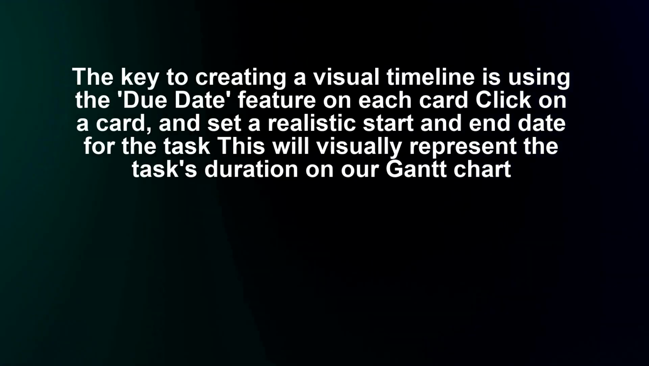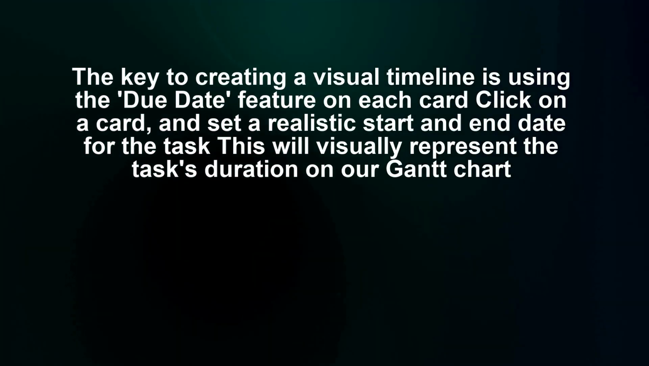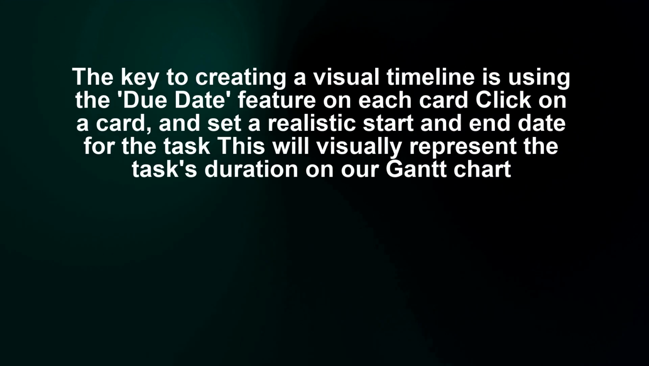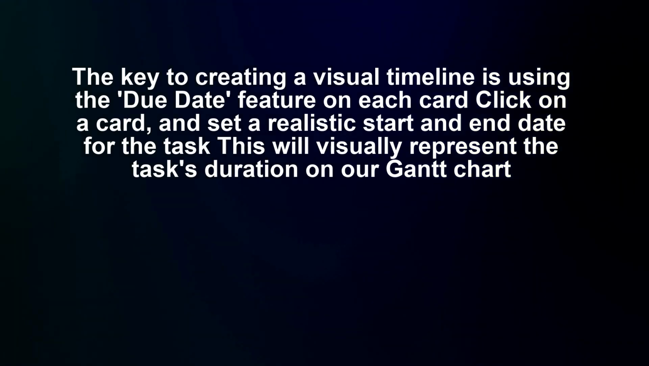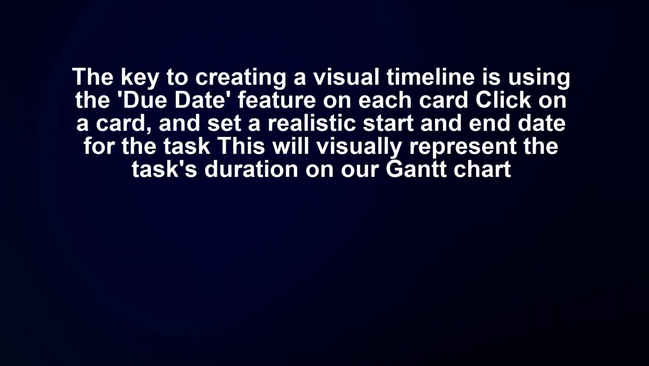The key to creating a visual timeline is using the due date feature on each card. Click on a card and set a realistic start and end date for the task. This will visually represent the task duration on our Gantt chart.